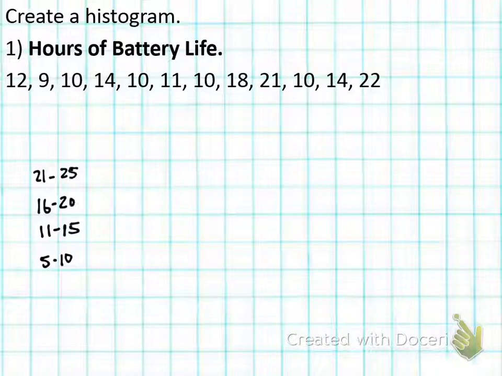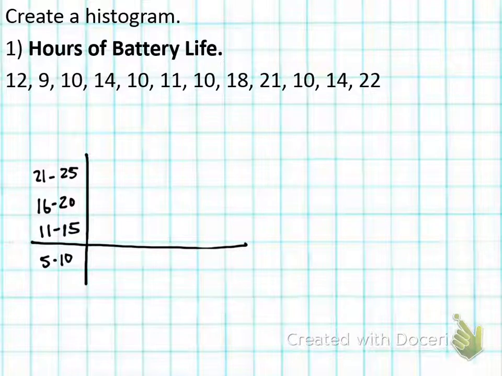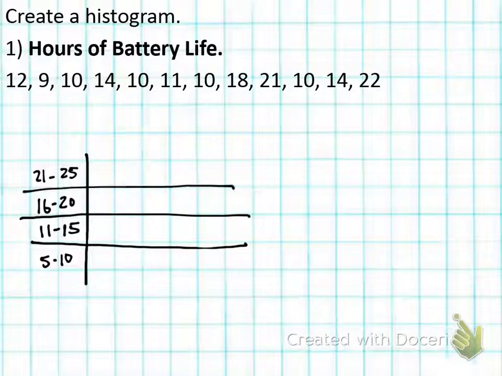Next thing I'm going to do is just create a chart. I'm going to make a tally chart as I go, and I'm going to see how often each hour fits into my frequency. So first one is 12. Someone's cell phone lasts 12 hours, so I'm going to go to that interval and do a tally mark. Next one's 9. I'm going to go to that interval, put a tally mark. Next one is 10. I'm going to go to that interval, put a tally mark. Next one is 14. I'm going to go to that interval and put a tally mark.